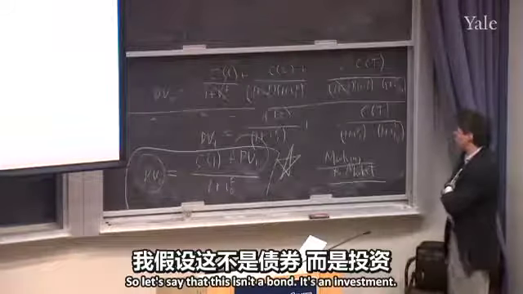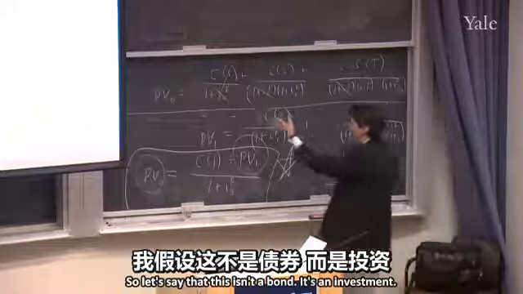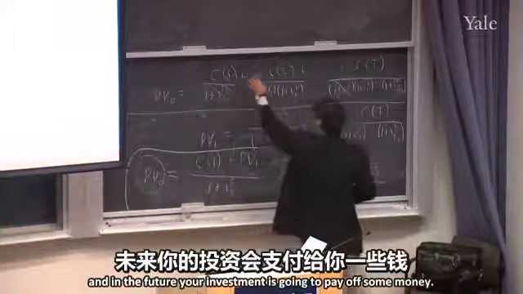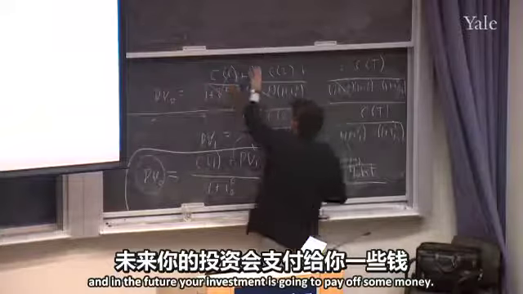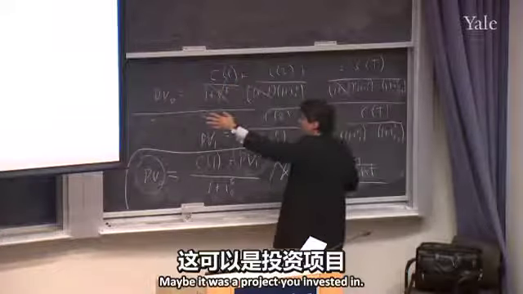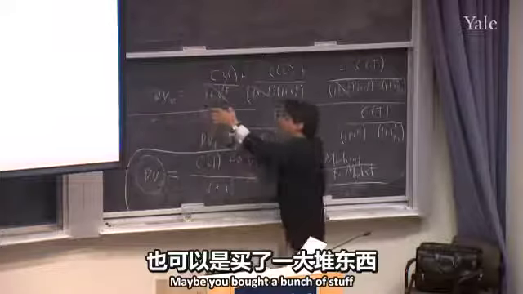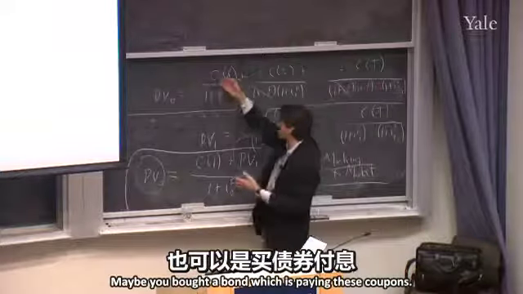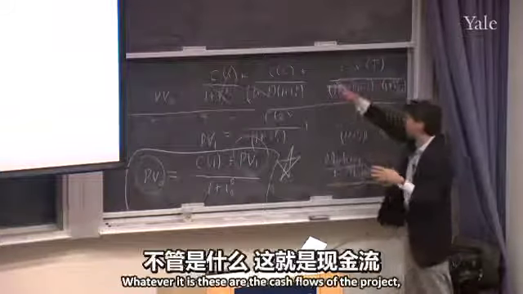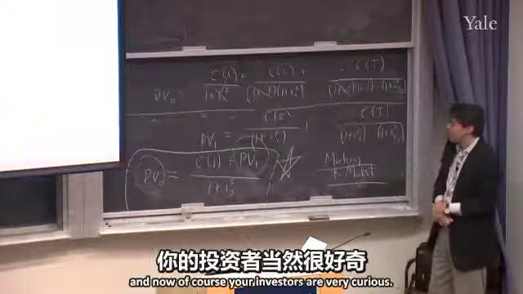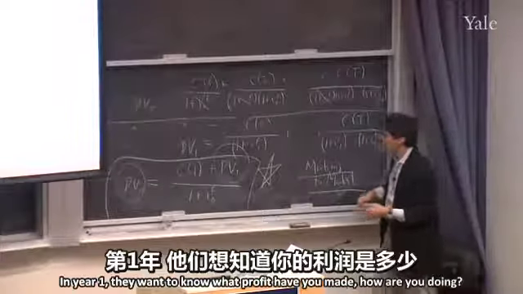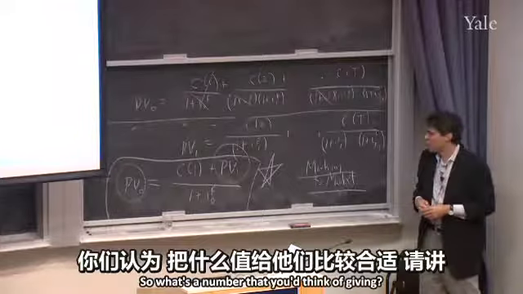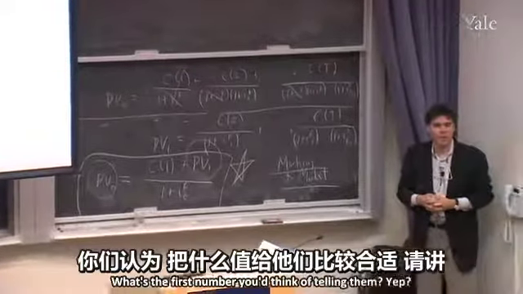So let's say that this isn't a bond, it's an investment. You paid a bunch of money at time 0, maybe PV0, and in the future your investment is going to pay off some money. Maybe it was a project you invested in. Maybe you bought a bunch of stuff and you're selling it in the future and getting this money. Maybe you bought a bond which is paying these coupons. Whatever it is, these are the cash flows of the project. And now, of course, your investors are very curious. In year 1, they want to know, what profit have you made? How are you doing? So what's a number that you'd think of giving? What's the first number you'd think of telling them?